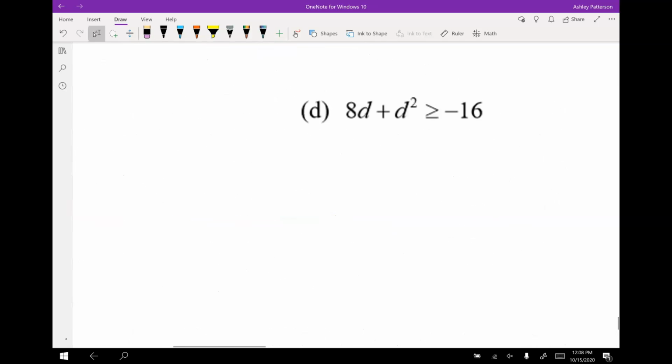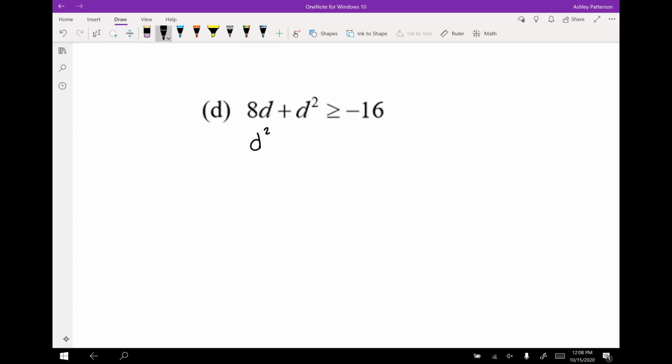Keep on moving. D. Ooh, this is all sorts of out of order. So what am I going to do? Put it into order. I'm going to write the quadratic first because this is standard form, plus the linear, and then I'm going to add 16 to the other side. I don't change the inequality because I didn't multiply or divide by a negative. I just added 16. And then I need to figure out, okay, what multiplies to 16 but adds to 8? Again, I'm choosing the factor. Ooh, and I see that it's D plus 4.